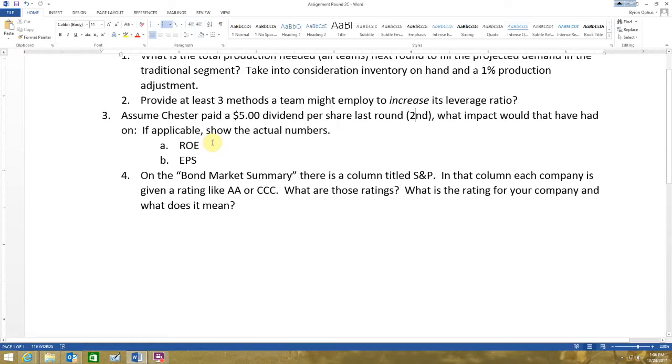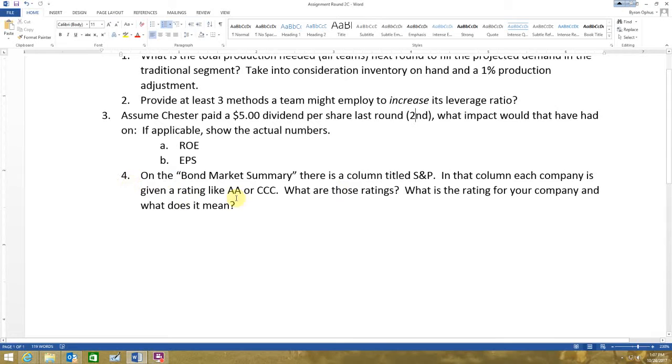ROE is return on equity, or net income divided by equity. So what's that going to do to ROE, but show the numbers? In other words, you got to go back and look at how many shares Chester had outstanding. You got to multiply that by $5. That's going to determine how much they paid out, or would have paid out. This is a hypothetical thing. Would have paid out. What would that have done to their equity, and on and on? How about the earnings per share? Would it have had a meaningful impact on that? I'm going to let you guys think that one through.